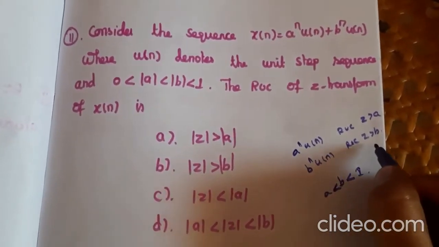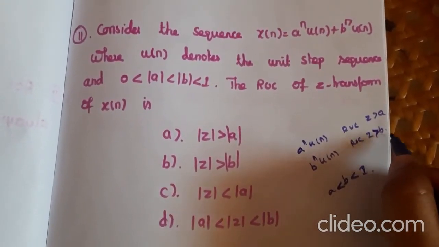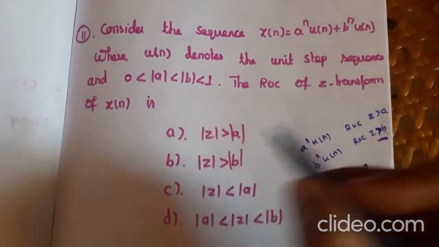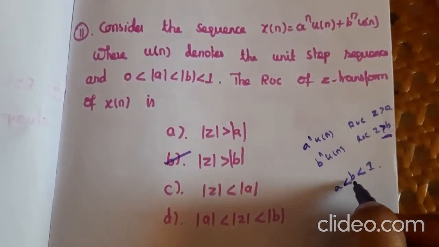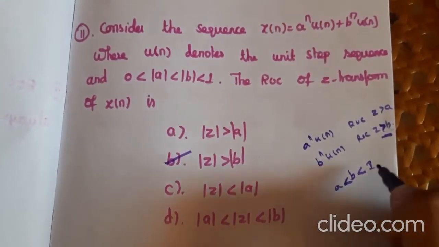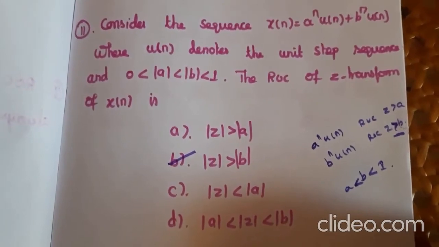So the ROC satisfies this condition, z greater than b. Here the answer is B, z greater than b, because a is less than this b. So here the answer is z greater than b. B is the answer.